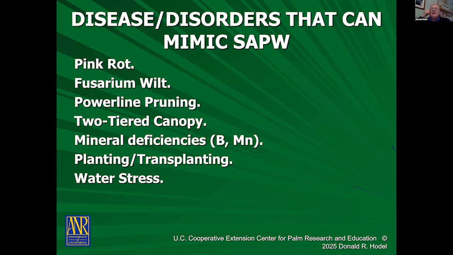There are some diseases and disorders that can mimic the South American palm weevil. Again, it's the newest leaves that die first, leaving this apron or skirt of healthy green leaves that will stay on the palm for many months, sometimes a year before they eventually die. But pink rot disease, fusarium wilt, power line pruning, two-tiered canopy, mineral deficiencies, planting and transplanting stress, and water stress can all mimic, to a certain extent, the symptoms of South American palm weevil.